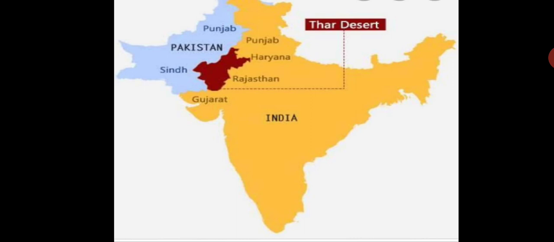So, children, we can say that the Thar Desert is dispersed within some portion of Punjab, some portion of Haryana, some portion of Rajasthan, and some portion of Gujarat in India. Very clearly, the Thar Desert's location is given in this map. Look at this map. You will find the actual location of the Thar Desert. It is distributed within some land area of Punjab, Haryana, Rajasthan, as well as Gujarat.